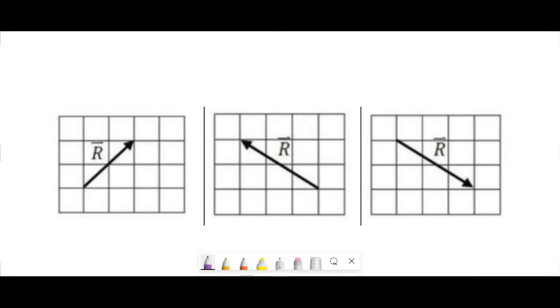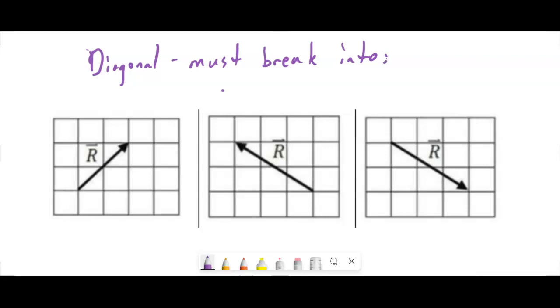All right, so when we are dealing with diagonal vectors, we have to break them down into their parts, okay? So anytime that we have anything that is on the diagonal, we can't do anything with it. And so we must break it into the two parts, and we'll see what those parts are here. One part is going to be horizontal, and the other is going to be vertical.